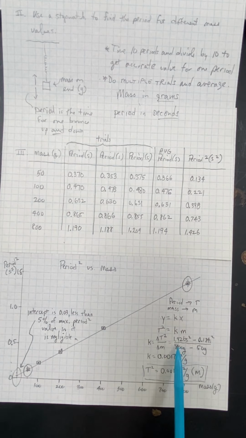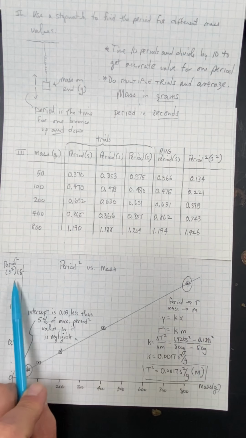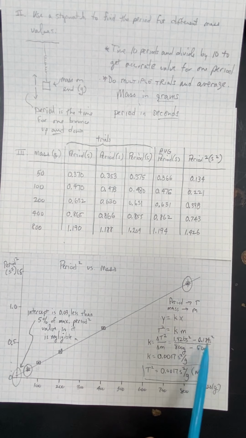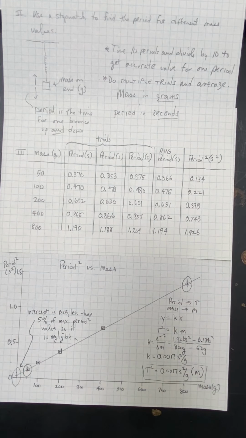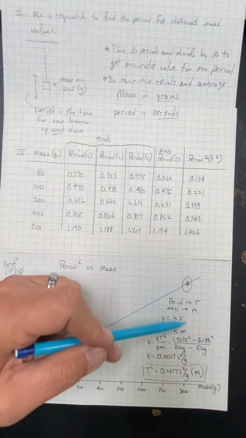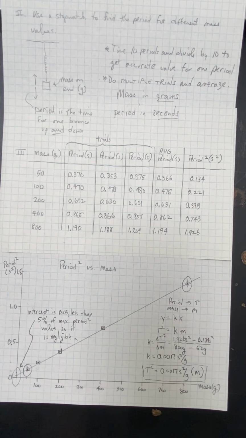So when I subtract my T squared values, so that one was 1.42 minus 0.134. That's my change in T squared. That's the rise. The run is 800 grams minus 50 grams. So 800 grams minus 50 grams. Works out to be, and the units are kind of critical here, 0.0017 seconds squared per gram. This is just my slope.